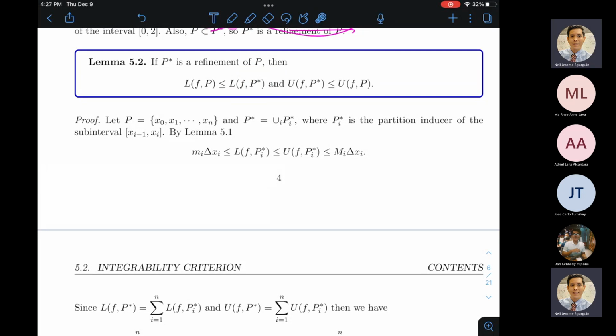So, ibig sabihin, mas malaki yung lower sums na nakukuha natin mula sa isang refined na partition inducer. But on the other hand, yung upper Riemann sum na nakukuha natin mula sa isang refined partition ay mas maliit kaysa sa upper Riemann sum ng isang partition. Okay? Tingnan natin bakit ganun yung nangyayari.